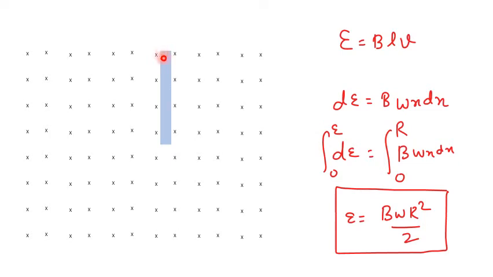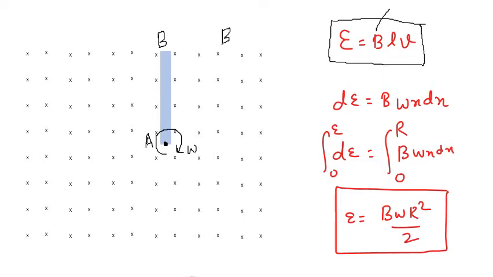So let us understand what is the meaning of rotational EMF. Suppose we have a rod which is hinged at this point, and suppose this rod is moving with angular velocity omega in this uniform magnetic field B. Now I want to find out what will be the EMF induced between A and B. So we'll use this formula, that is E equal to BLV, where magnetic field is B.